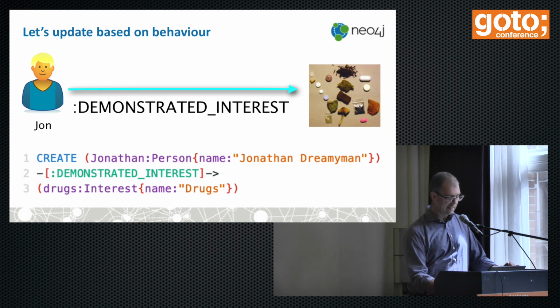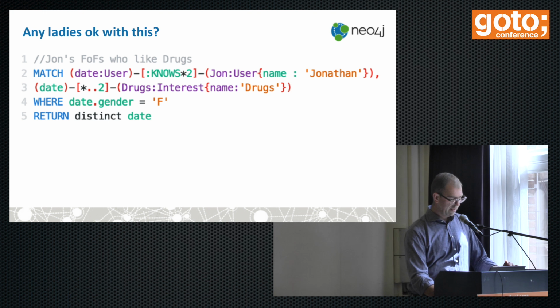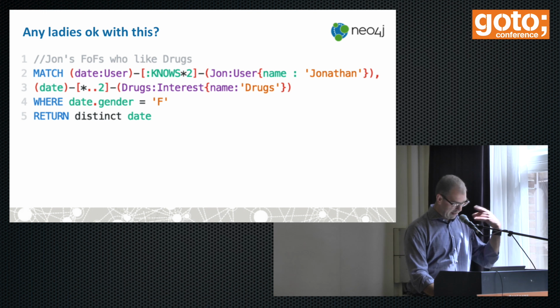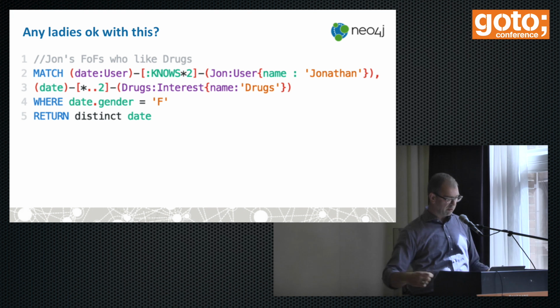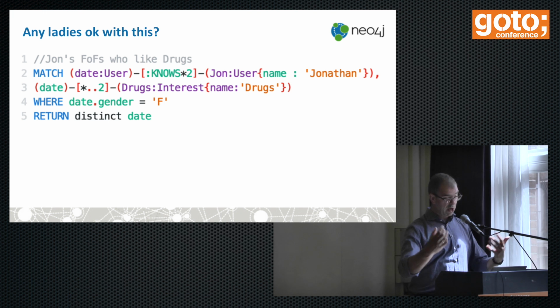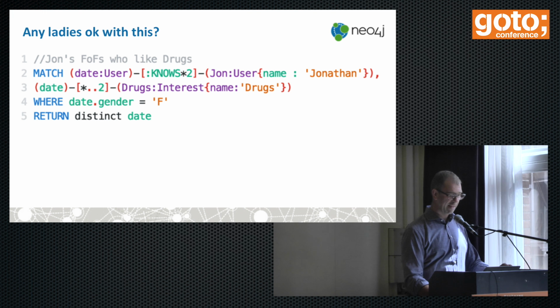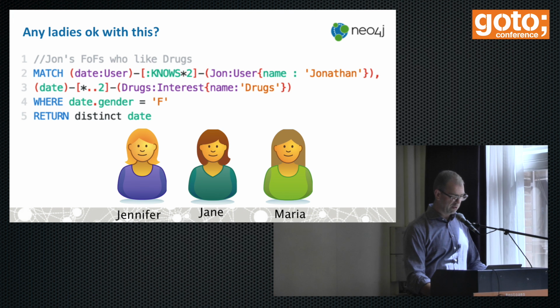Right, so in this particular case, I can just say, okay, Jonathan Dreamy Man, has he got some kind of demonstrated interest in drugs? That would be another perspective on whether or not I should go on a date with this guy, right? So here we go, the queries are getting more complicated, the patterns are getting more complicated. We're looking deeper into the network, and we're trying to find a date connected to Jonathan at 2 hops away, and that date should or should not have an interest in drugs, right?